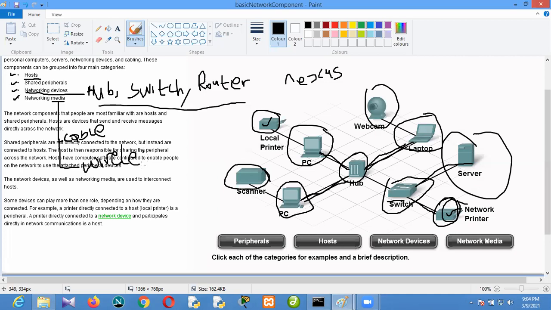Now you can connect network devices or hosts through cable or through wireless. So now you know that there are some printers that are wireless, they can connect to the network wirelessly. So it doesn't matter whether it is wired or wireless. There is a means, and we have two means of connecting: either wired or wireless.